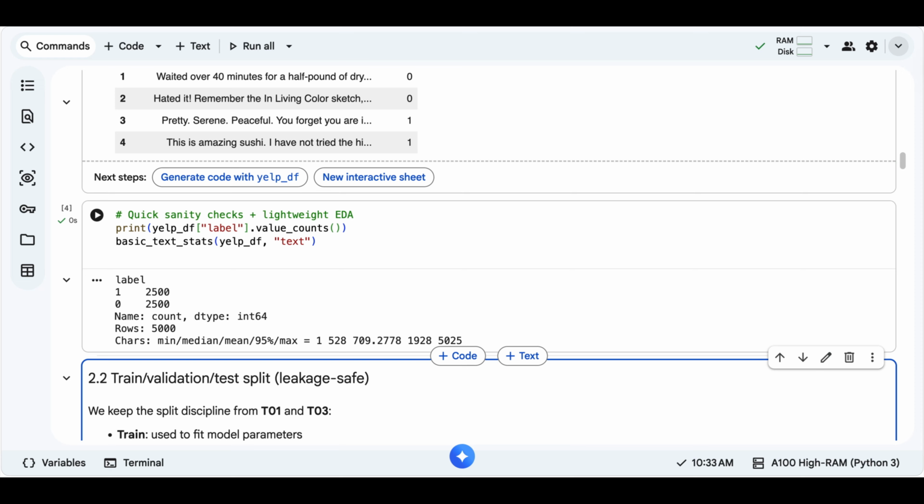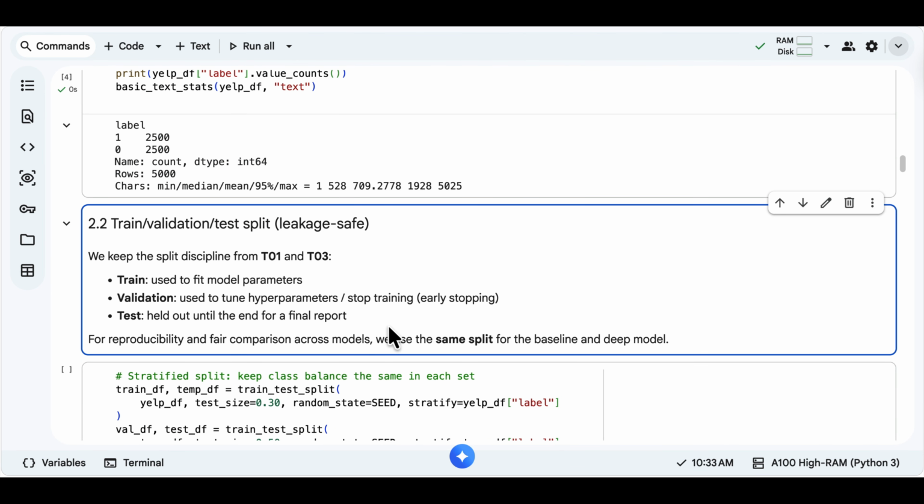In practice, any fixed sequence length will keep some reviews in full and truncate some long ones, which is an important design choice in deep learning. This markdown cell reviews the split discipline.